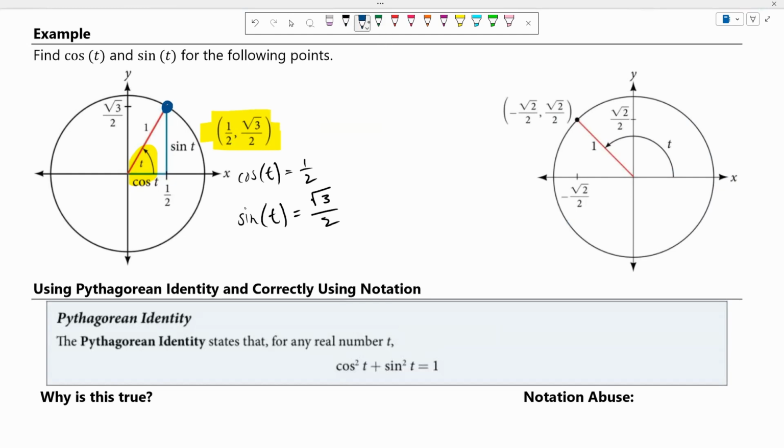Likewise, suppose we had this point over here on the right, that is given by this ordered pair right there. So cosine of t can also be negative root 2 over 2 for this angle, and then sine of t is the y component, positive root 2 over 2. So this is how we use sine and cosine, and tangent. Well, sine and cosine in particular.